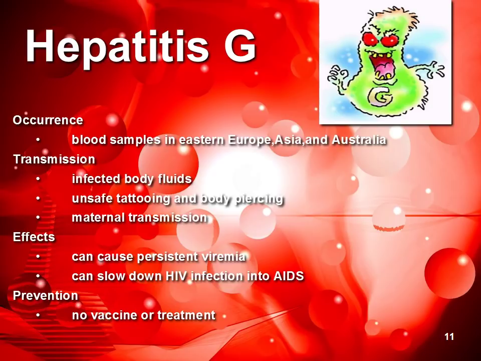The effects of hepatitis G can cause persistent viremia that lasts for several years. An interesting side effect of hepatitis G is that because it produces certain cytokinins, it actually slows the progression of HIV infection into AIDS. To date, we have no vaccine or specific treatment for this form. So the best way to remember is that it is found in other parts of the world. So G is for global.